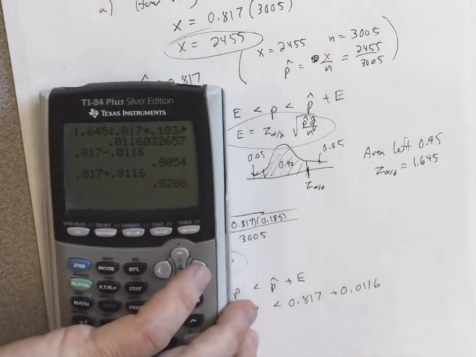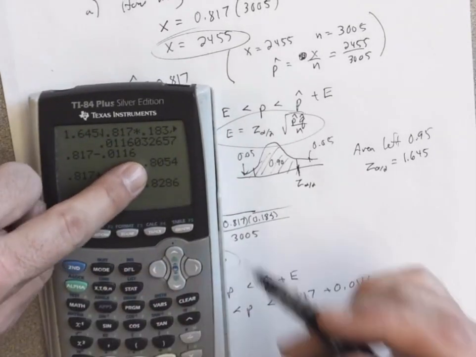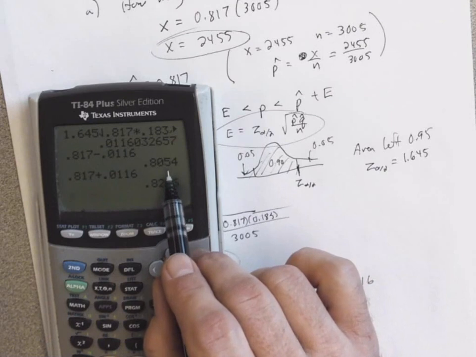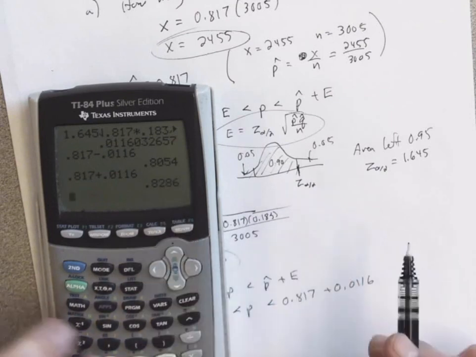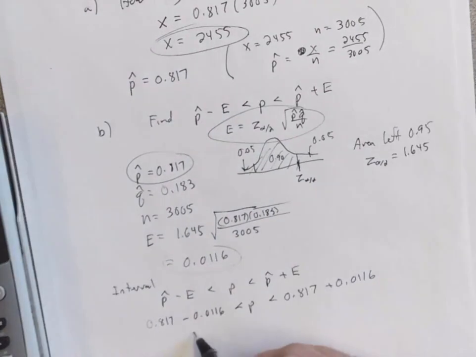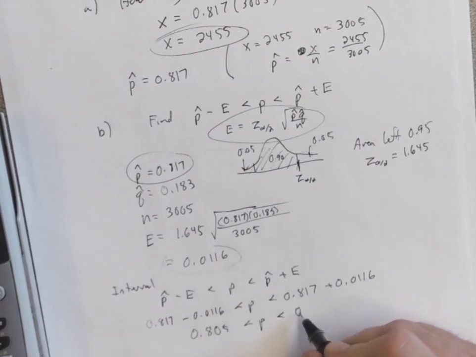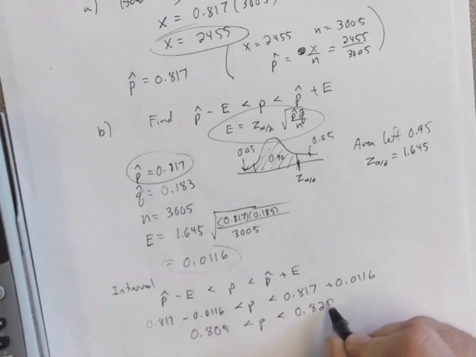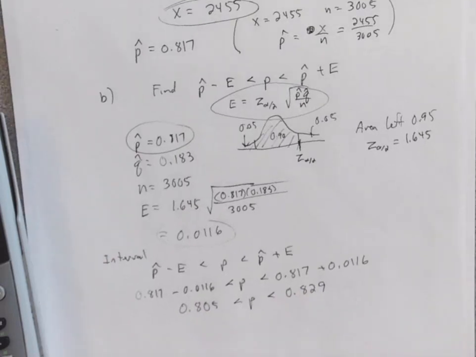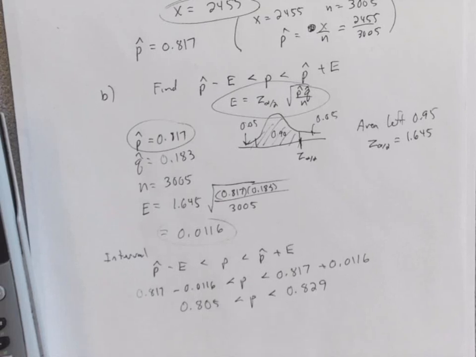So if you can see the work right here, those are my two numbers. So I'm going to round to three sig figs. So I'm going to stop at 5, and I'm going to take that 8 and turn that into a 9. So I get 0.805 less than p less than 0.829. You could also, so there's a couple ways that you can represent an interval.